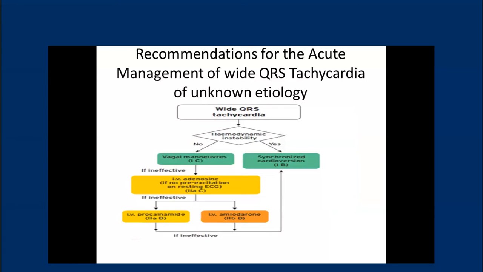So as I said, if patients are hemodynamically unstable, right away cardioversion is important. But if they are stable, we can do vagal maneuvers because they are safe. And if there is no pre-excitation, IV adenosine can be tried. And IV procainamide is an option even if there is pre-excitation, because it slows conduction both in the accessory pathway as well as in the AV node.